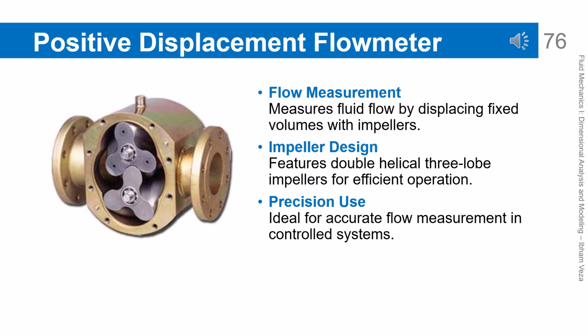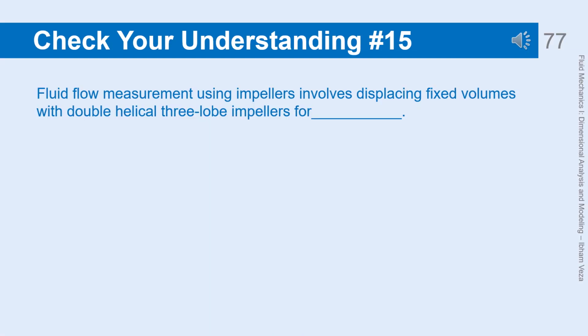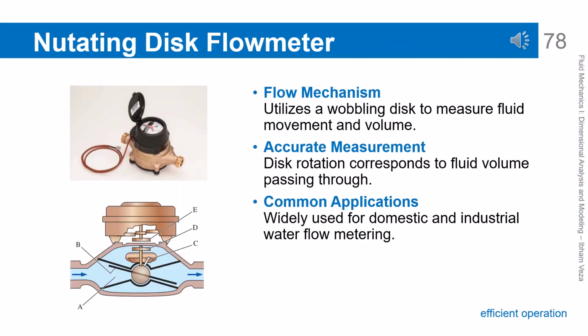This device is well suited for precise measurements in controlled systems. Its principle is more volumetric rather than pressure-based. Check your understanding number 15. Fluid flow measurement using impellers involves displacing fixed volumes with double helical 3-lobe impellers for efficient operation.